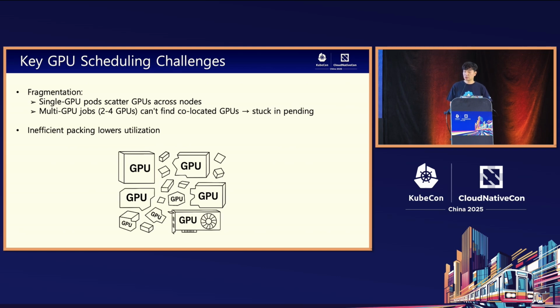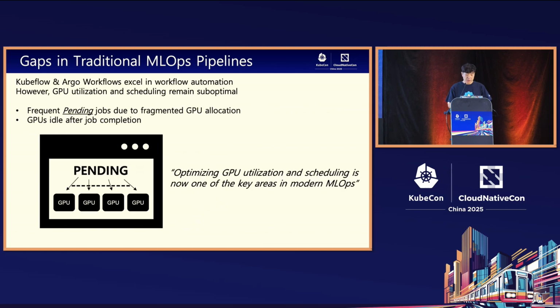Another challenge is the GPU fragmentation issue. Single-GPU pods scatter GPUs across nodes. It means that if we don't have any strategy for smarter GPU allocation, we will waste our GPU resources for our applications on Kubernetes. We experience very frequent pending jobs when we use GPUs on Kubernetes due to fragmented GPU allocation, and we also experience GPU idle time after job completion.